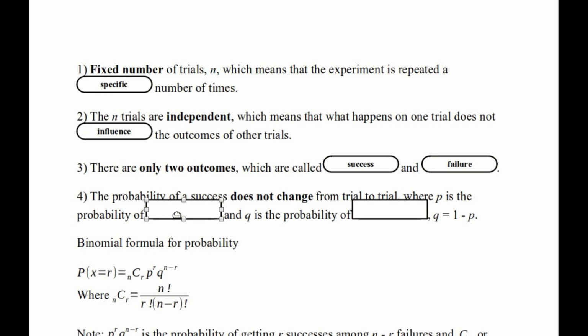So remember that P is the probability of success, Q is the probability of failure. So they're simply the complements. P is the thing we're counting, the probability that it happens, Q is everything else.